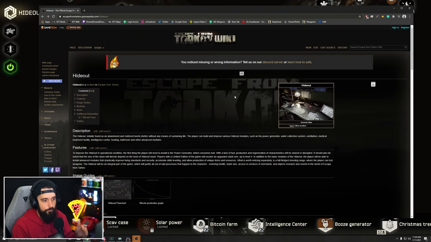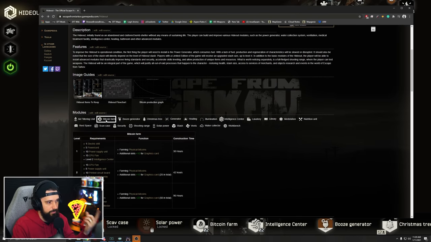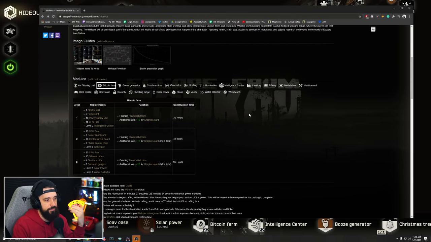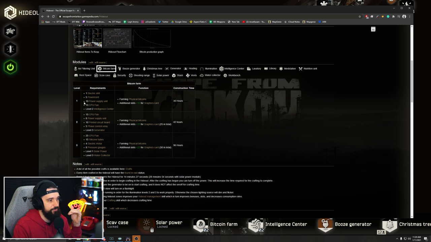So we're at the Escape from Tarkov wiki. I'll link this down below. You go to the hideout page and then you click on Bitcoin Farm here, and it shows you what's going on. It'll show you everything that's required, so stuff that you can find in raid.